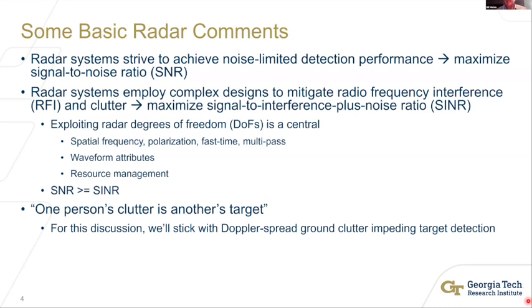The other thing I'll say, there's an adage in radar, and that adage is that one person's clutter is another person's target. It turns out that clutter and target signals have very similar characteristics. So to motivate this discussion, we'll talk about the challenges of Doppler spread clutter, and I'll go through what I mean by that in a moment. Doppler spread clutter naturally impedes target detection because there are angles where clutter comes back into the radar with the same Doppler frequency as the target of interest.